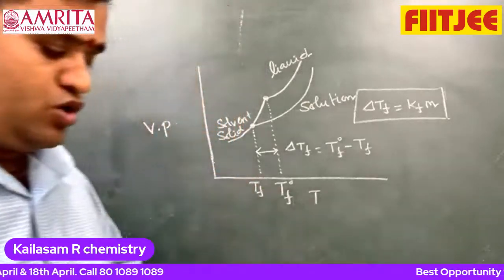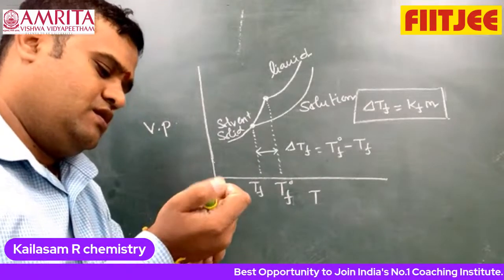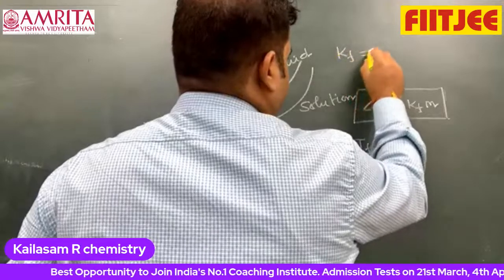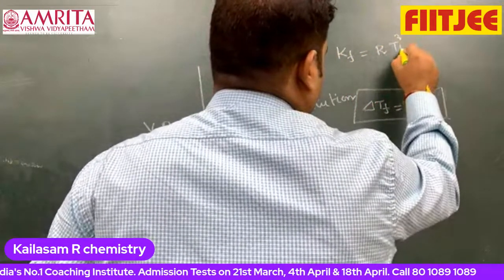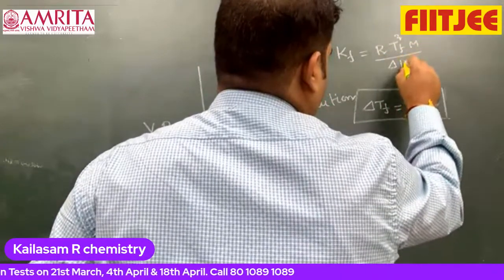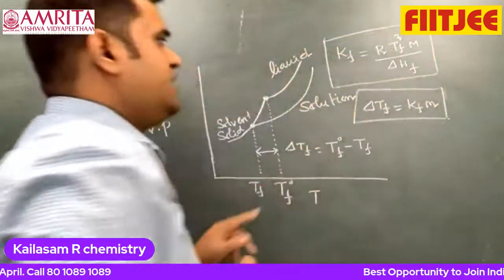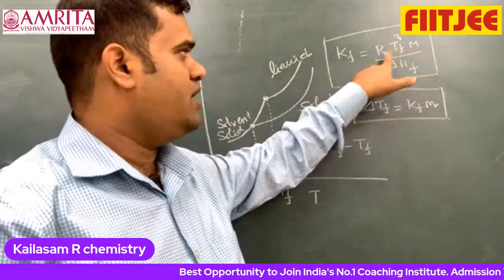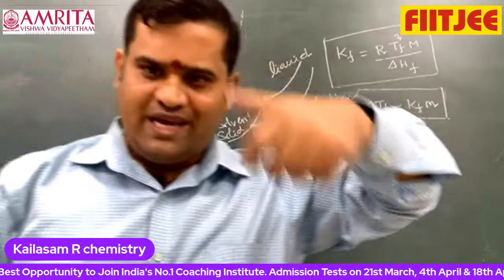And one more thing I want to say. I can take KF equal to R, and so on. That's all. This is delta H fusion. This is the molar mass of the solvent. This is the freezing point of the solvent. R value is 8.314. So KF and KB depend on the nature of the solvent.